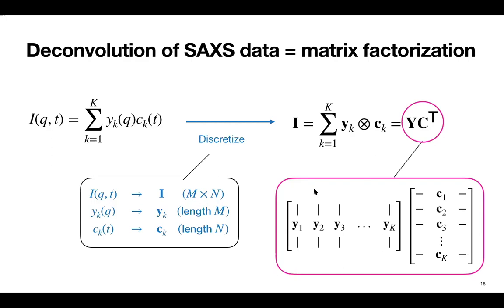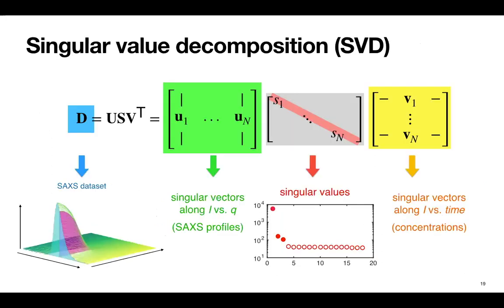So we can use matrix factorization methods to try and solve this problem. One method that is quite popular to use is singular value decomposition. This has been used for SAXS data since the mid-90s, and it's a very powerful technique. You can take your data in a matrix here, which has your intensities in the columns, and just automatically decompose it into the product of three other matrices. So you have matrices U, S, and V.